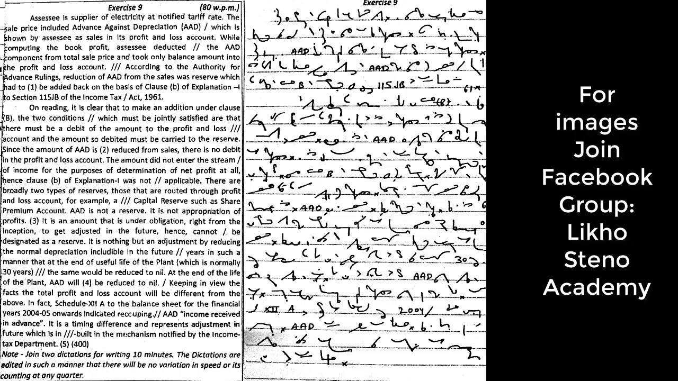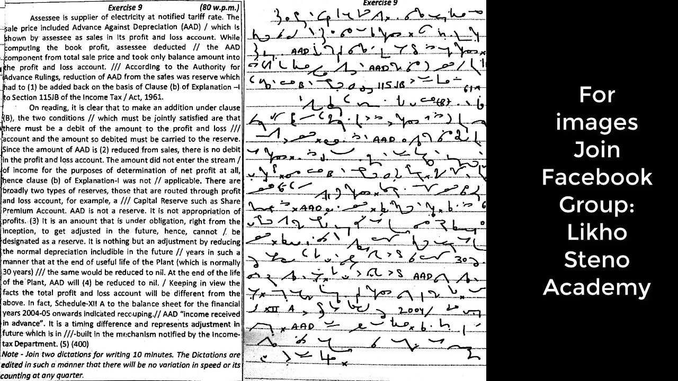On reading, it is clear that to make an addition under clause B, the two conditions which must be jointly satisfied are that there must be a debit of the amount to the profit and loss account, and the amount so debited must be carried to the reserve.